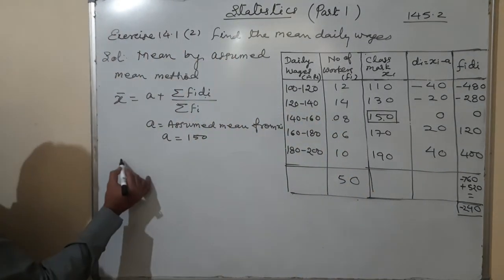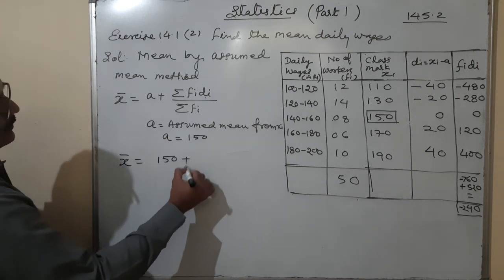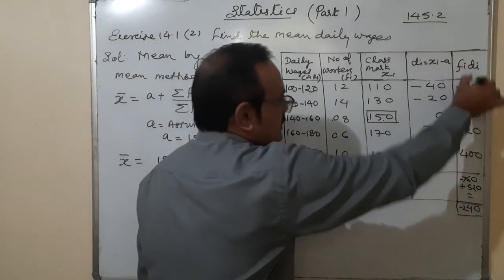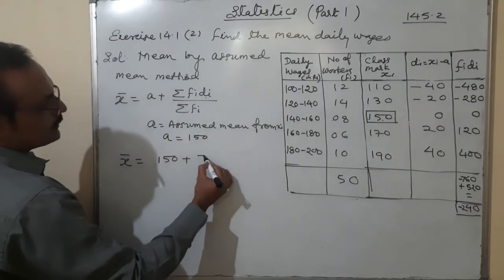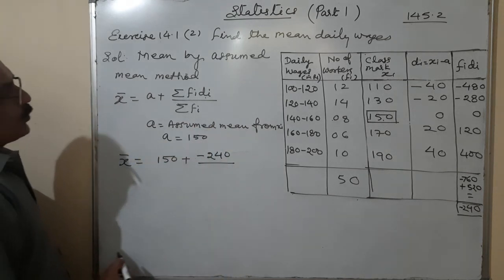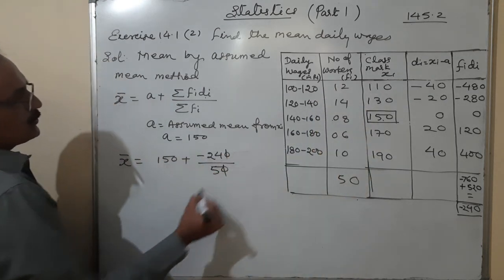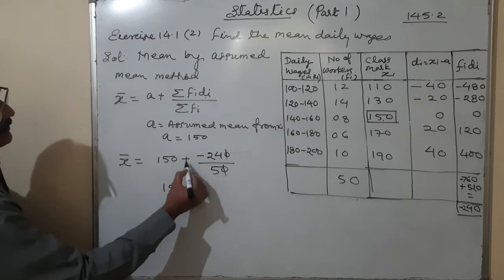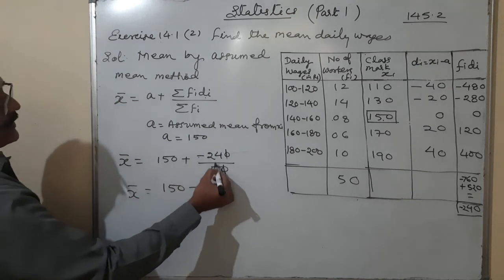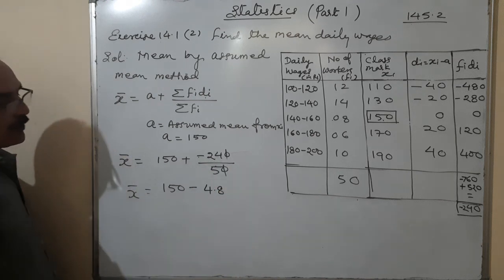Okay. Put the value here. X bar is equal to A, assumed mean 150, plus summation fidi, sum of this column is minus 240, upon summation fi. What is fi? Sum fi is equal to 50. The 0s cancel. 150 plus minus minus, and we can cancel it. 5 4s are 20, 5 8s are 40, 4.8.